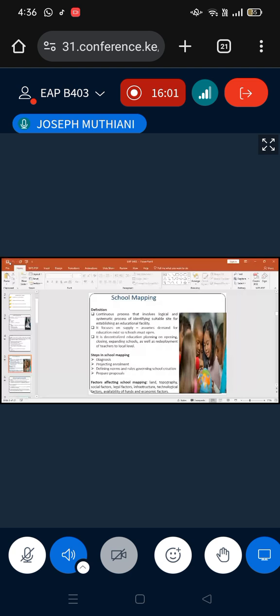Even for you, when you become an educational leader, sometimes you might want to put up a classroom, a toilet, or even start a new school. So you need to do school mapping so that you are sure of where you want to put an educational facility. So it focuses on the supply side as opposed to the demand side.